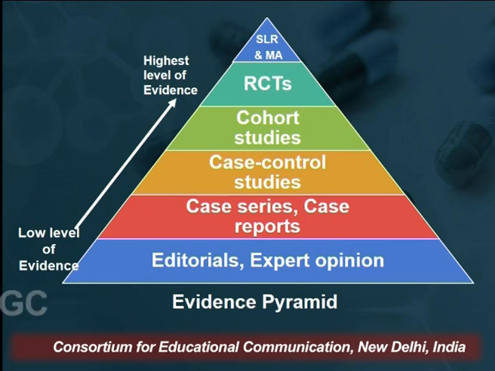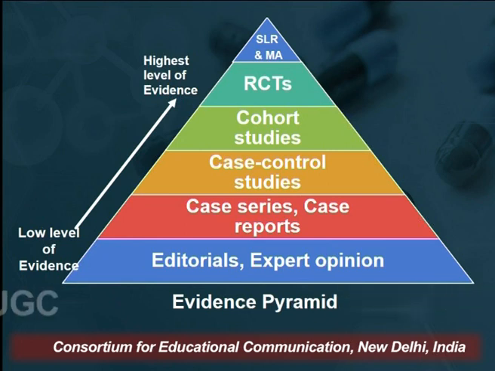Then comes the case reports and the case series, which are again at a lower level of evidence, representing one person's details or up to 10 persons' details. Then come the case control studies. Moving further, we have cohort studies, and then we go ahead with the randomized control trials, which are considered at a very high level of evidence in an evidence pyramid.